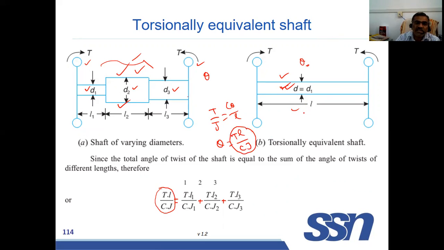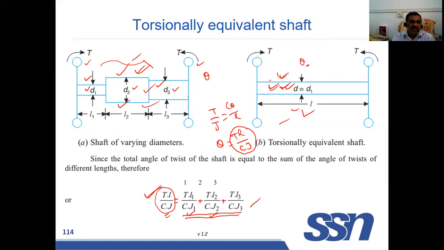So now we are finding the value of theta for the equivalent shaft, that is TL by CJ. Similarly, we are finding theta for shaft 1, this value, shaft 2, this value, shaft 3, this value. All together, adding these three will be equal to this one. That is, the angular deflection of the equivalent shaft is equal to the sum of the angular deflections of these three shafts. Then this shaft is equivalent to these shafts, right? To solve the problem easily, we are converting like this. So you have to find the equivalent shaft.